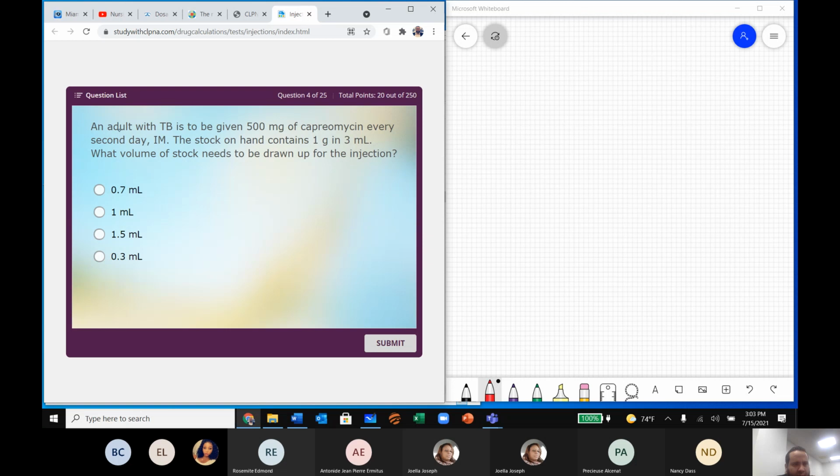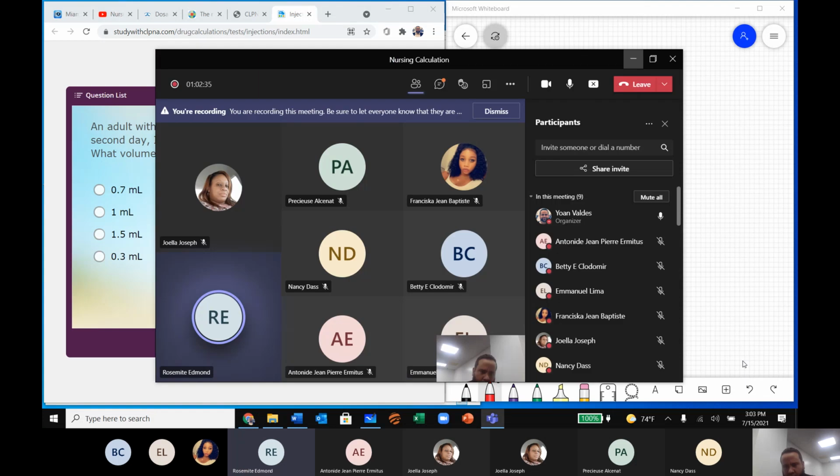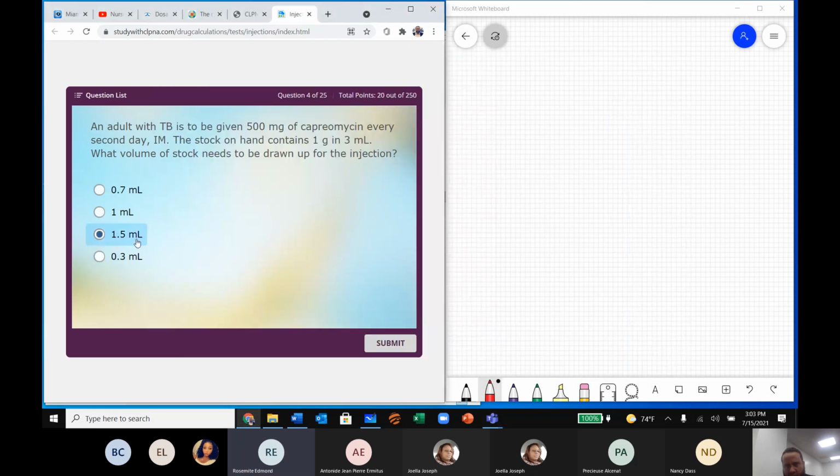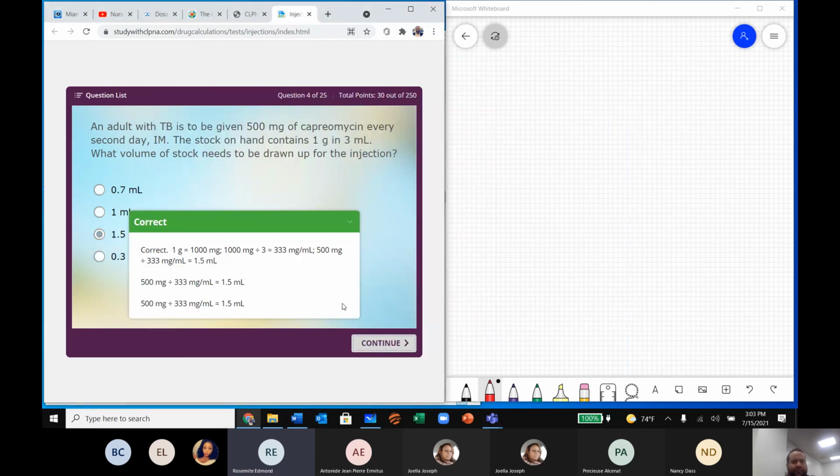Okay, has someone already got something on this problem? I'll say 1.5. 1.5. Yes. Good job. Thank you. This is the entire process right there.